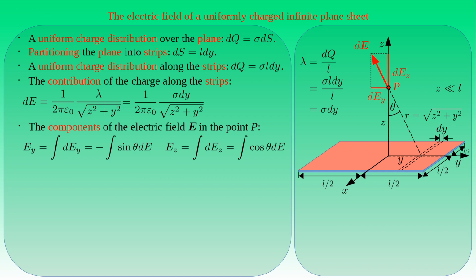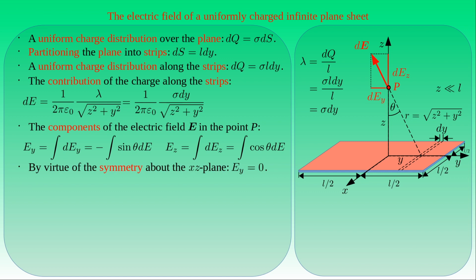Since the geometry of the sheet is symmetric about the x-axis, for each strip with its charge element dq on one side of the axis there is a corresponding strip with the same charge element on the other side. Then the electric fields created by these charge elements on both sides have the same magnitudes. Their z components point in the same direction but their y components point in opposite directions. As a result, these infinitesimal contributions to the net electric field cancel each other out in the y direction. That is, the y component of the electric field strength vanishes and it has only a z component.